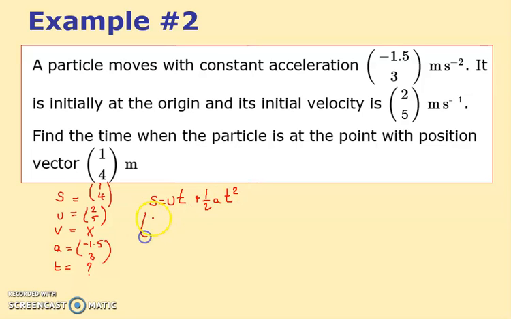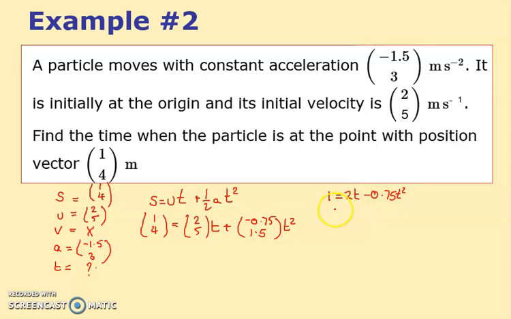So again, we're going to write 1, 4 is the s, equals the u times by the t. Well, that's 2, 5 times by t, plus a half of this a, so that's, well, plus minus 0.75 and 1.5 times by t squared. Now theoretically this gives me 2 quadratic equations, so I might as well go with the top one, which says 1 equals 2t minus 0.75 t squared.